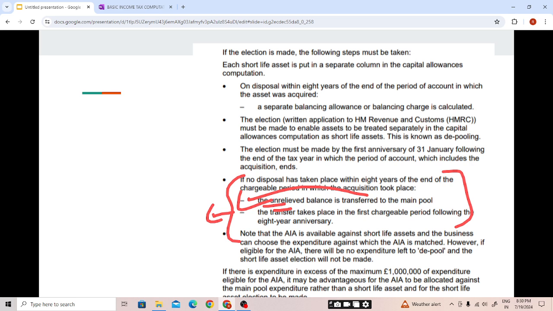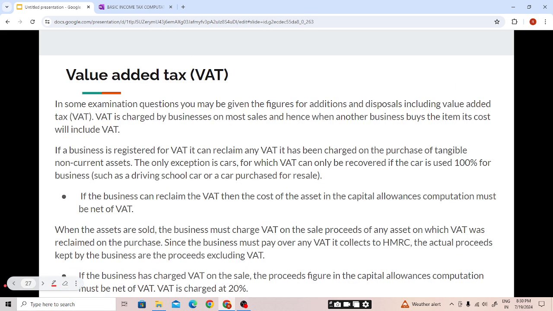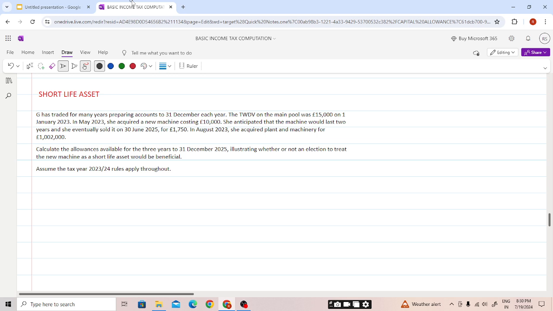And the AIA, students, will be allocated first to the special rate pool, main pool and short life asset pool, then the private asset pool. I hope this is clear. Now we will be solving a question. Short life asset pool.